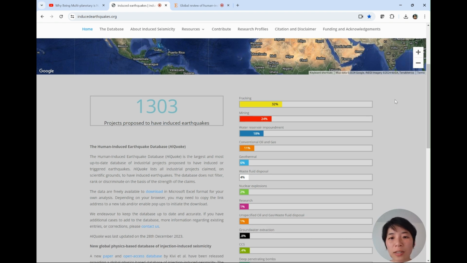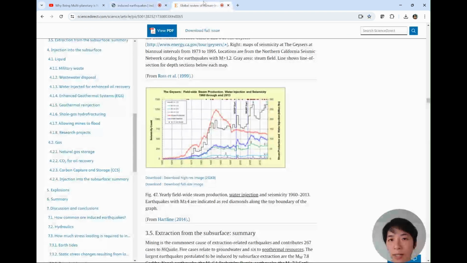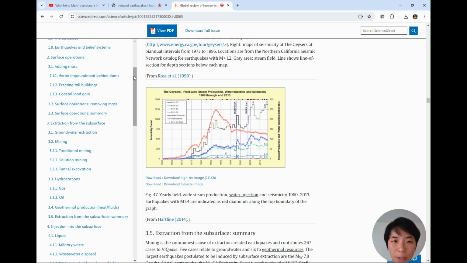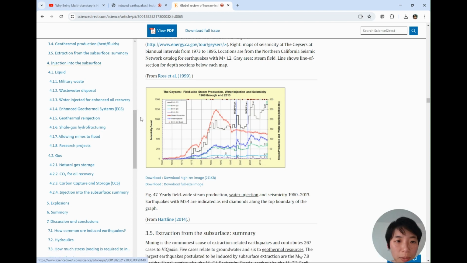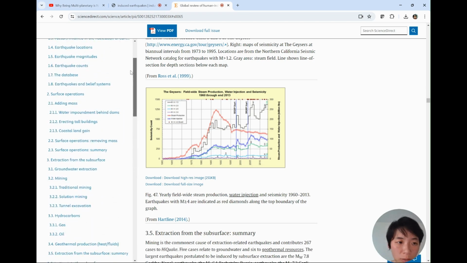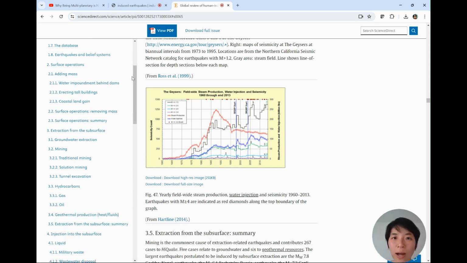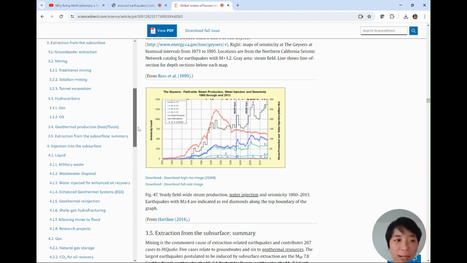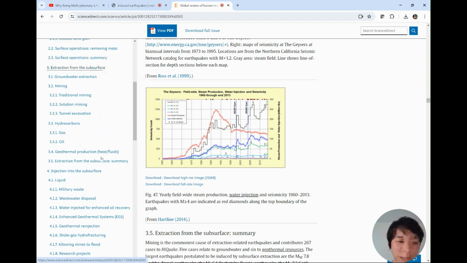And in order to study each of these causes in more depth, there was actually a research paper published on Science Direct in 2018. So, in general, these causes could be grouped into four broad categories, and they could fall into either surface operations or subsurface operations. In surface operations, there could be activities related to adding masses to the Earth's surface and removing masses. And in terms of the subsurface activities, there could be extractions and injections within the subsurface of the Earth.